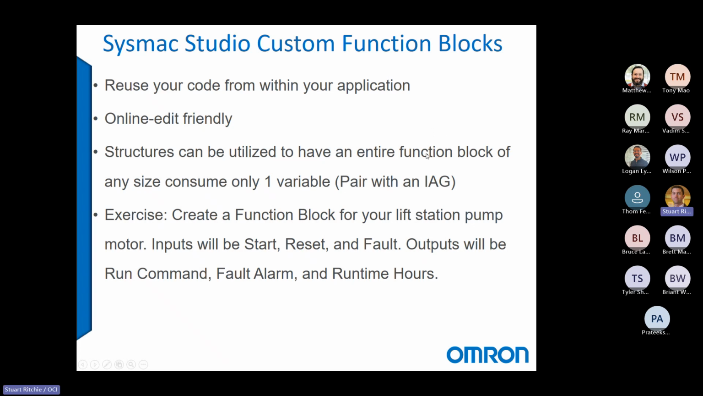We can also incorporate structures into our function blocks, and we can even have one function block consume only a single variable that is a structure, and everything related to that function block can use a single variable. An HMI could have an IAG that uses that same variable, and it can aid in very rapid development of duplicate type code. Now we're going to make a function block for our lift station motor.